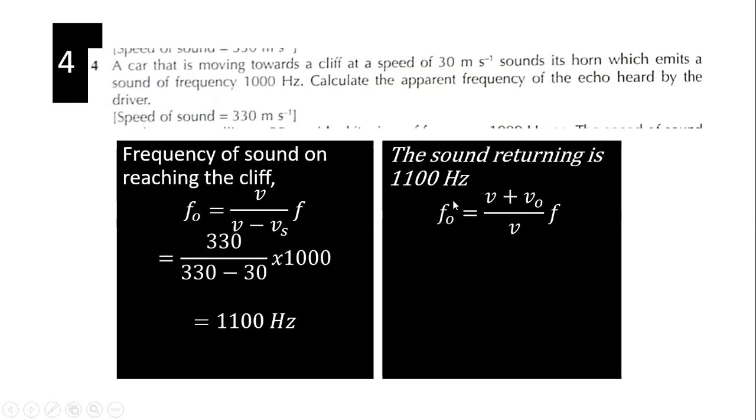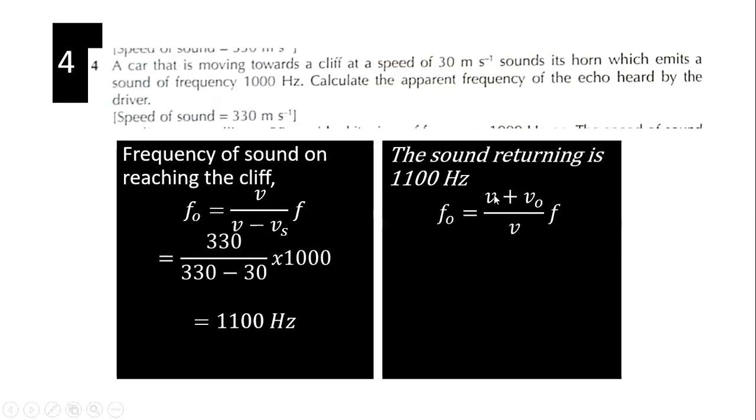Now the driver of the car will receive the observed frequency, the apparent frequency, but the cliff is not moving, so that's why this one is 0.